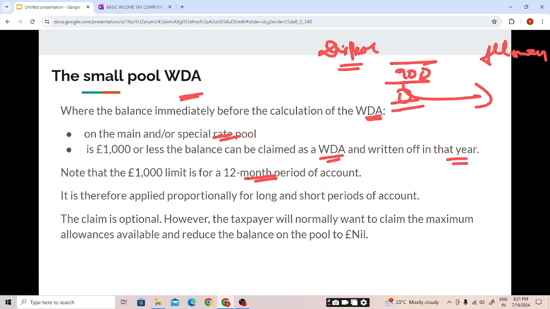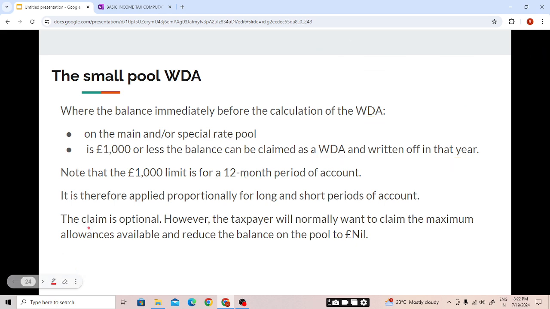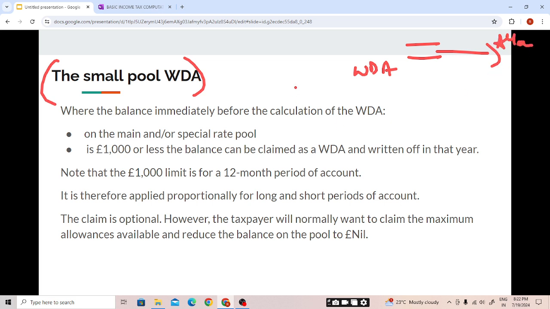This, student, is optional. However, the taxpayer will normally want to claim the maximum allowance available and reduce the balance on the pool to nil. So this is a special case. Before calculating the WDA, if the value is 1,000 or less, the whole amount can directly be written off and taken to allowances. And this limit of 1,000 is for a 12 month accounting period, and this will be increased or decreased as per the period of accounts. I hope this is clear.